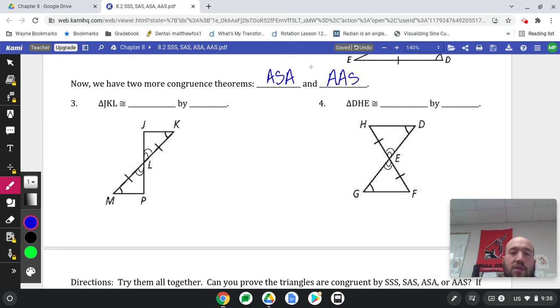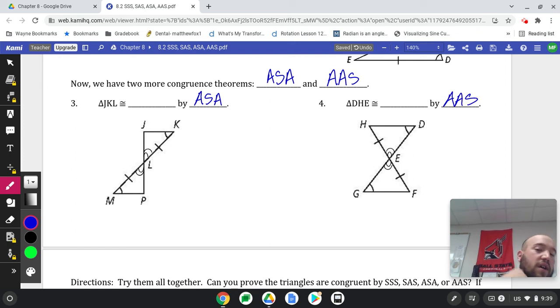If we look, it determines is the side in between the angles or not. So on this one, the side is in between those angles. So that's ASA. And then on the final one, AAS. The side is not between the angles. So AAS.